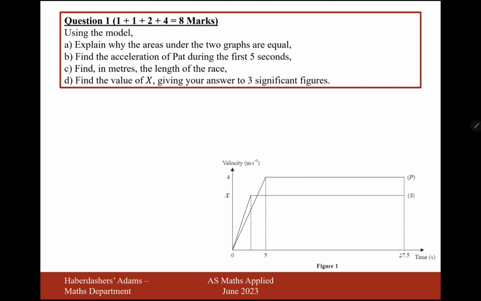Part B, find the acceleration of Pat during the first 5 seconds. So acceleration is the change of speed over time. So Pat gets up to a speed of 4 meters per second from an initial speed of 0, divided by how much time he took to do that. So the answer there is 0.8 meters per second squared. You can either use this SUVAT formula or work out the gradient of the graph for Pat.